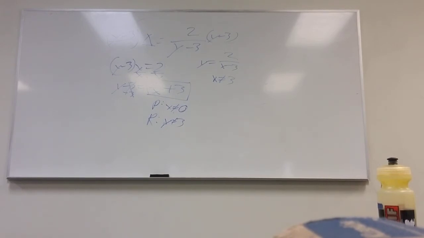Okay, number 13, find the zeros. Okay, 3x to the fourth minus 27x cubed.